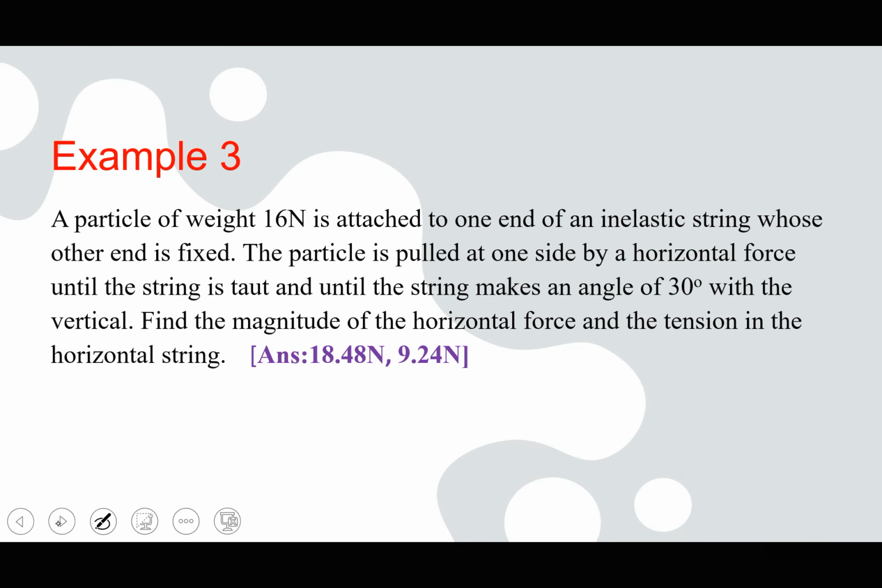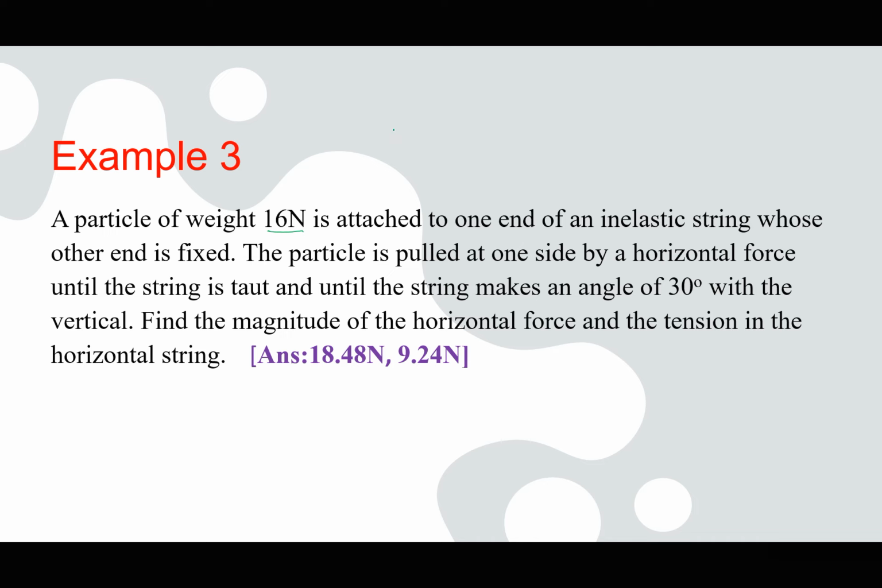Example 3, a particle of weight 16 newtons is attached to one end of an inelastic string whose other end is fixed. The particle is pulled at one side by a horizontal force until the string is taut and until the string makes an angle of 30 degrees with the vertical. Find the magnitude of the horizontal force and the tension in the string.